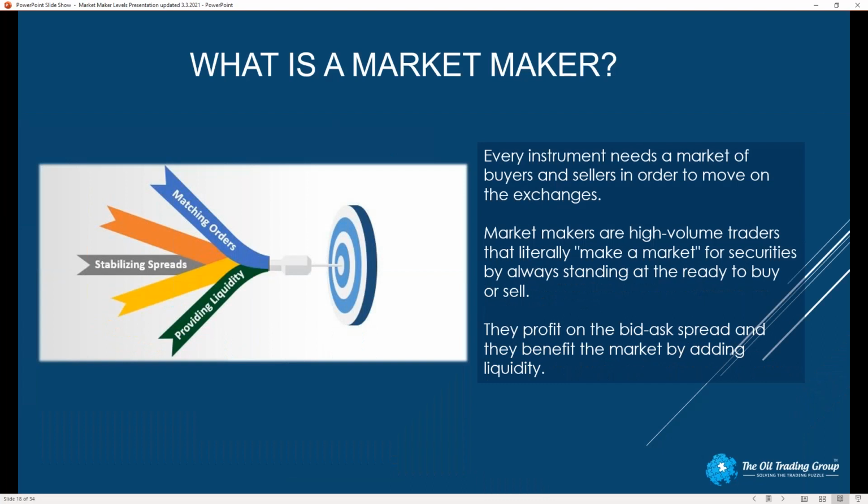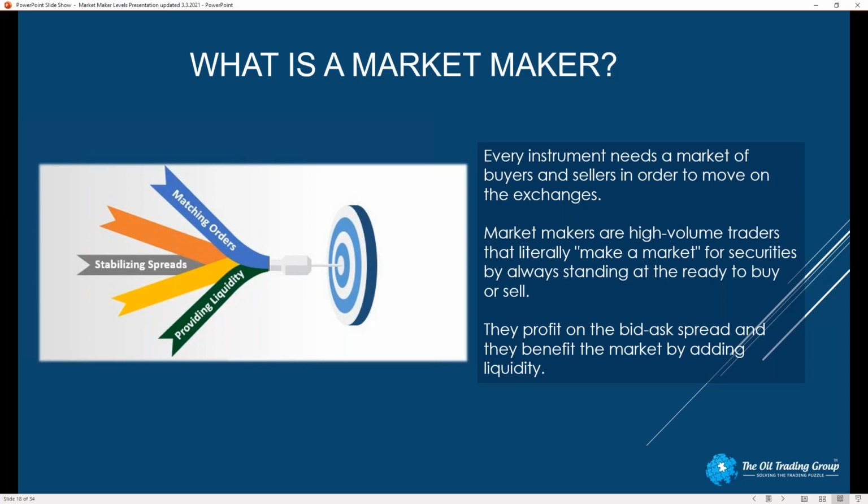All right, so let's get into the meat of what we're talking about here today. What is a market maker? I call these market maker levels. In fact, the title of my presentation is the secret trading levels of a market maker. And the reason I call them secret trading levels, it's kind of a cheesy marketing thing, and I don't like to do that very often, but the reason I do it here is because it actually is true.